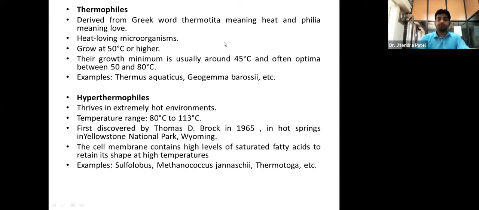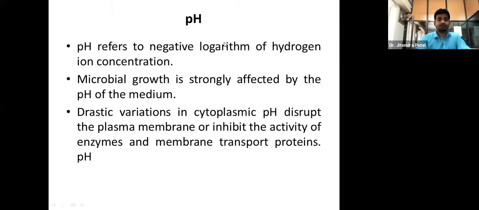Okay, coming to the next one, pH, right? What is the pH requirement? Because when we talk about the pH in our body itself, we are maintaining certain pH. We can't say our entire body pH is similar at every place. It is different in the eye, it may change slightly. It is different in the stomach, different in the small intestine, different in blood.